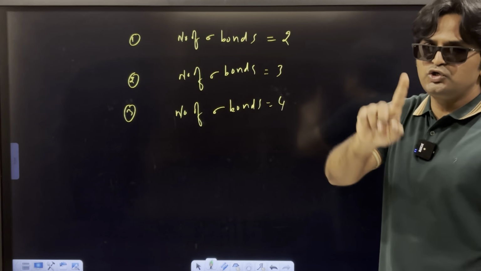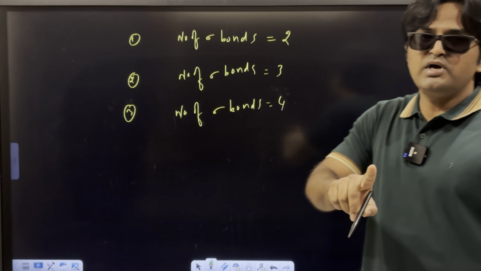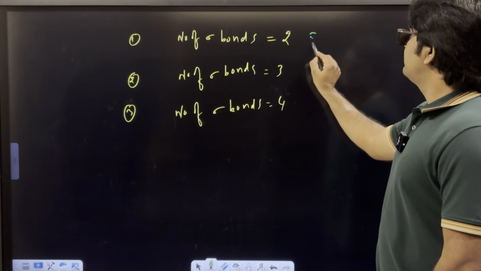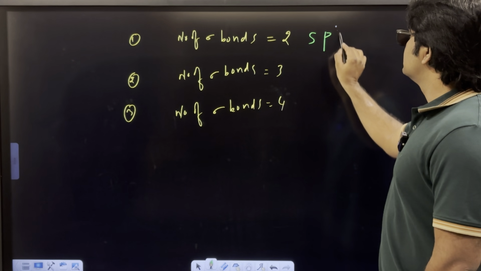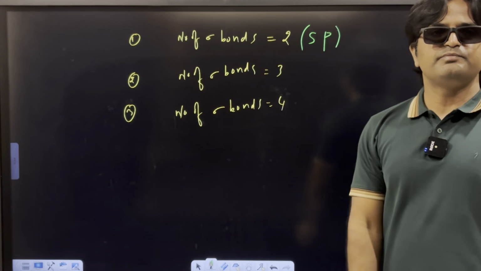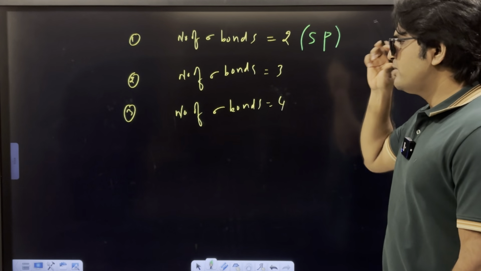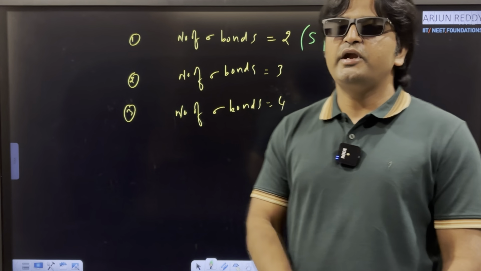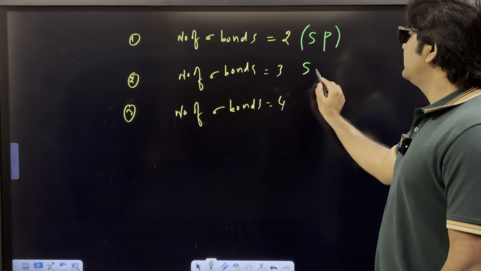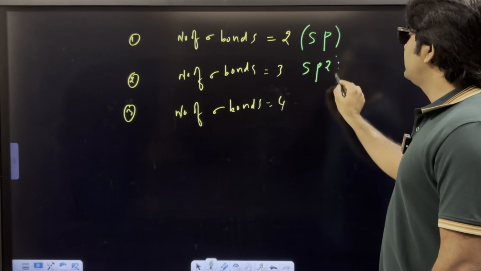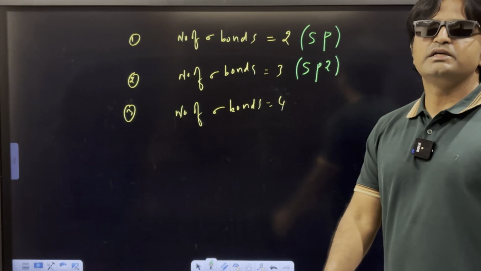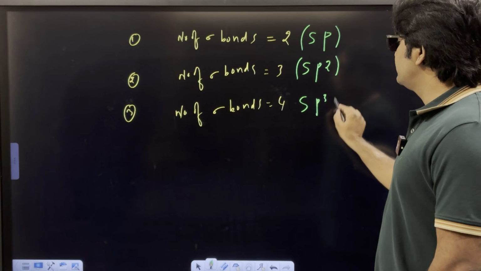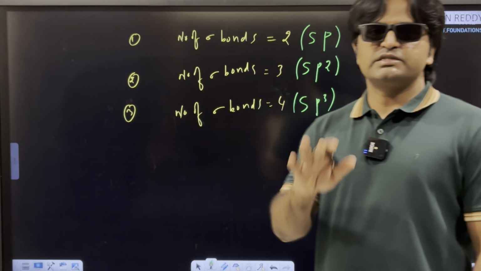If you are having two sigma bonds, these two sigma bonds are formed by two hybrid orbitals, one s orbital and one p orbital. So what is the hybridization? sp hybridization. Here three bonds are there. Now three bonds, we require three hybrid orbitals, one s orbital and remaining two p orbitals. What is the hybridization? sp2. And here four orbitals, one s and three p orbitals, we require. What is the hybridization? sp3.